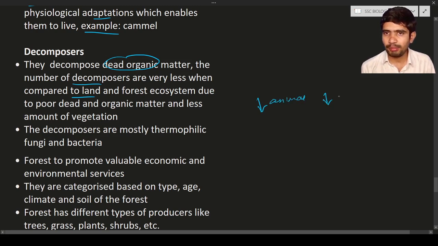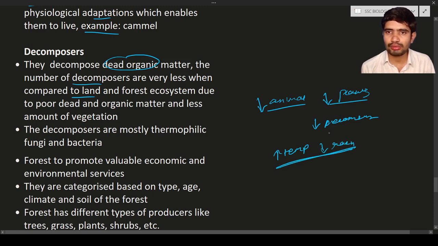So the plants are less. If the animals and the plants are less in the desert, the number of decomposers is also less. This is the reason. And the temperature is high in the desert. There is less rainfall. As a result, all these conditions make the decomposers lesser in number.